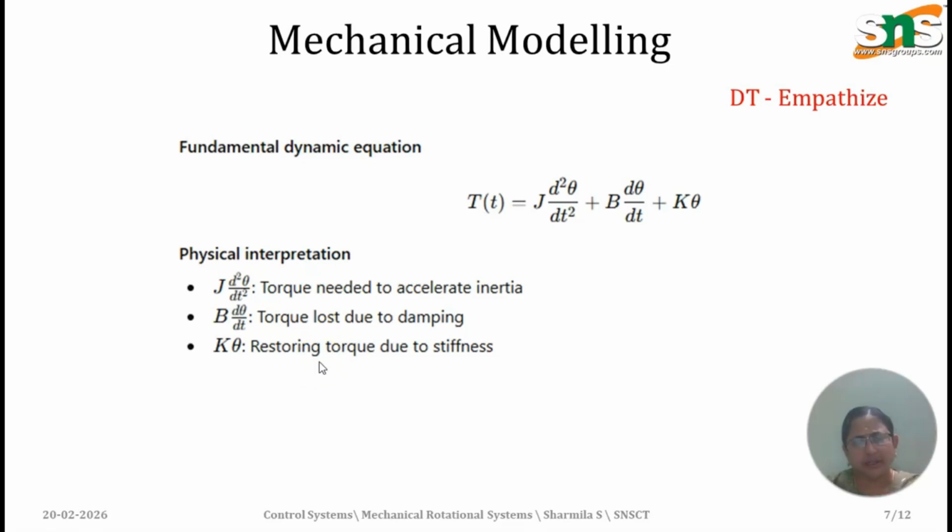Mechanical rotational systems around a central axis are commonly used in motors and many other places. In the basic equation, torque equals the moment of inertia multiplied by the angular acceleration. That's why we represent it as J into d square theta by dt square, where T is the torque, J is the moment of inertia and theta is the angular displacement.